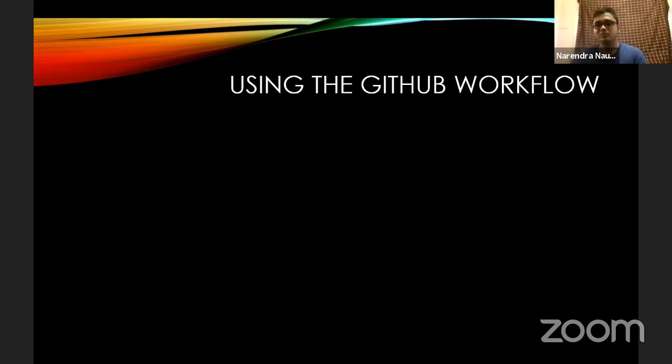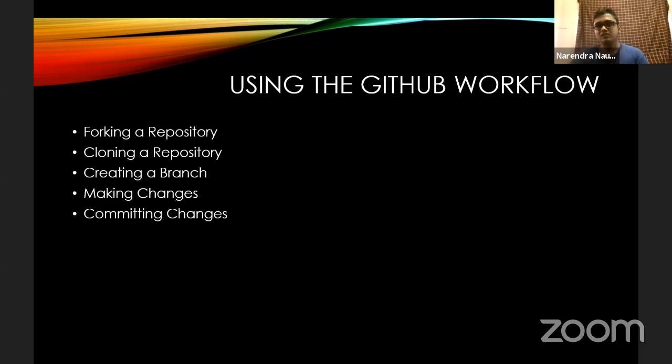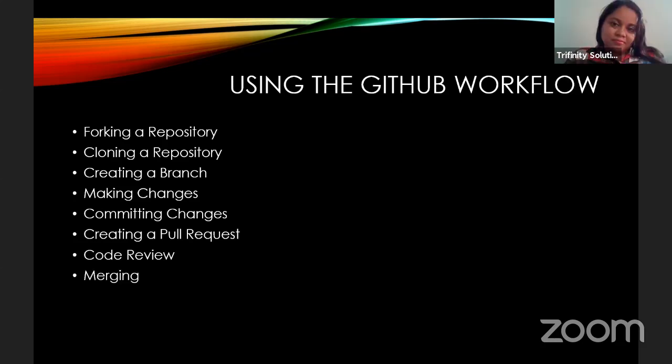Now, the last thing I'd want to do is review what we covered so far so that we come full circle with what we've done. So what I'll do, I'll fork a repository again for you guys. I'll clone it. I'll create a branch. I'll make a change. I'll commit a change. I'll create a pull request. And then it'll go for code review and it'll be merged.